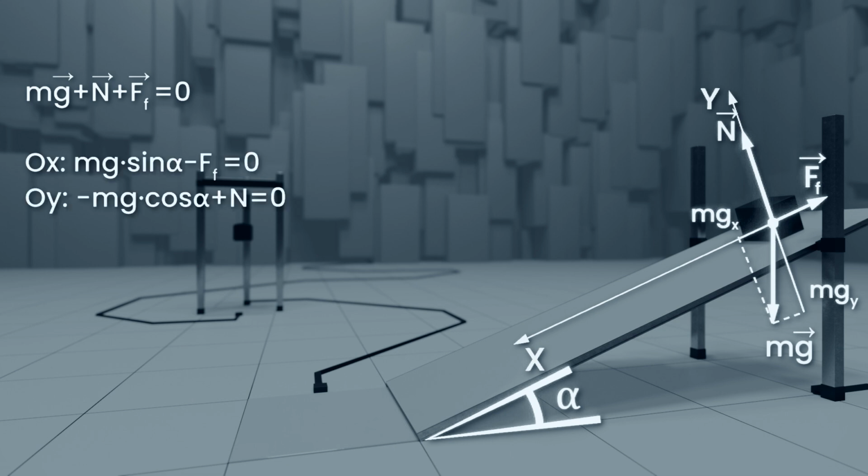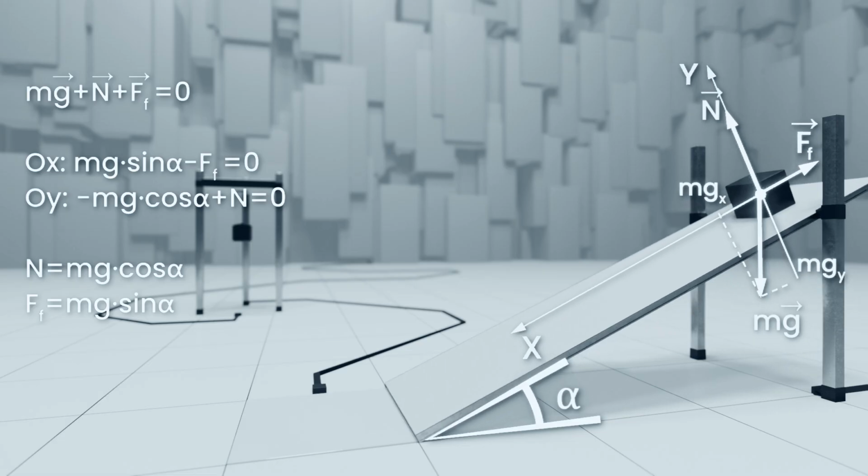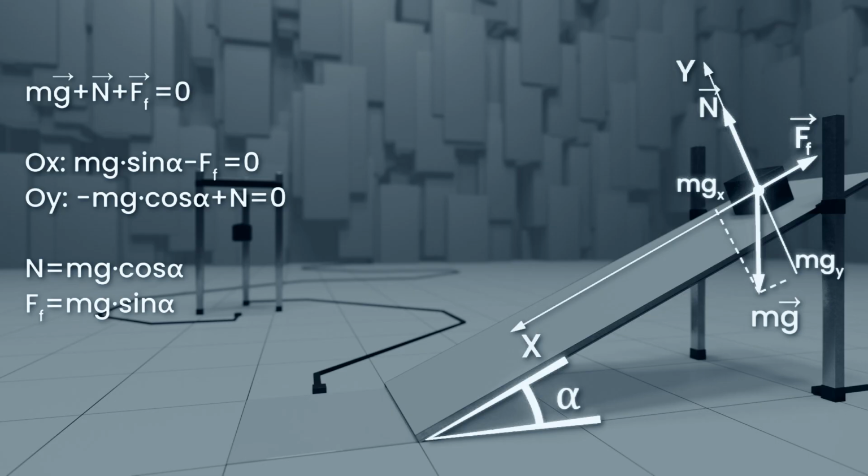From these equations we obtain two important results. First, the normal force is equal to the y component of gravity. This is a fundamental result you should be able to derive by yourself. Second, if the block remains stationary, the friction force is equal to the x component of gravity. If we gradually increase the incline angle, the x component of gravity increases as well. Since friction adjusts to match this force while the block remains at rest, the friction force also increases.